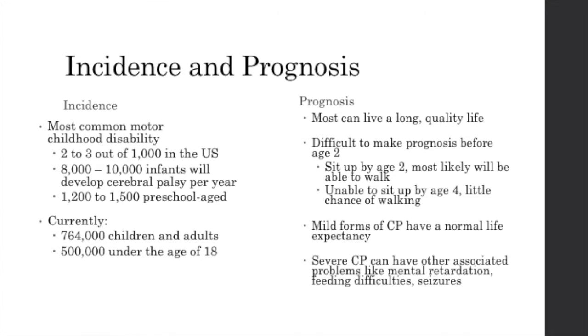CP is the most common motor childhood disability. 2 to 3 out of 1,000 babies born in the U.S. will have CP. Many times it is difficult to make a prognosis before the age of 2. With mild forms of CP, a normal life expectancy can be seen. Those with severe CP have associated problems such as mental retardation, feeding difficulty, or seizures.